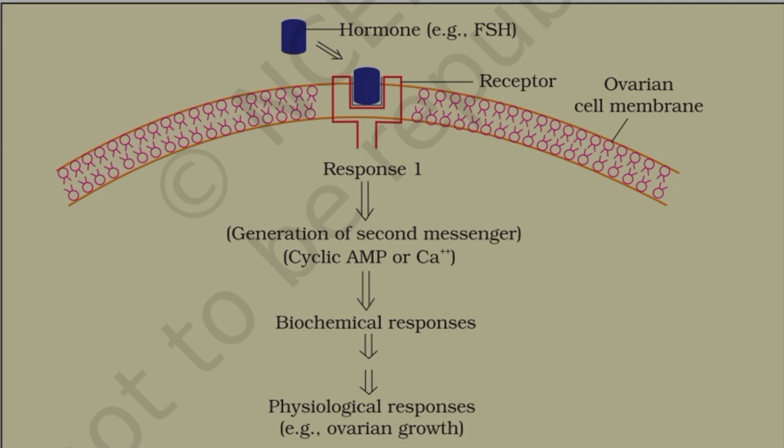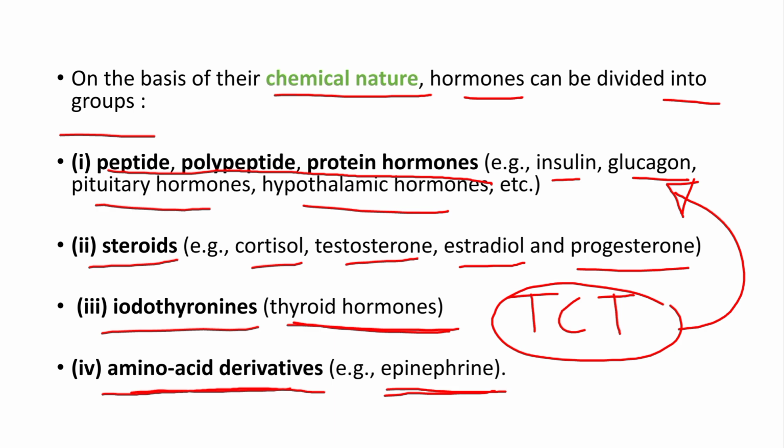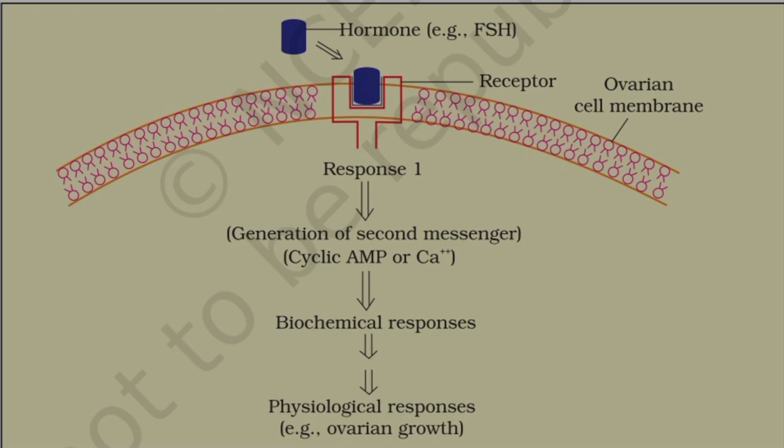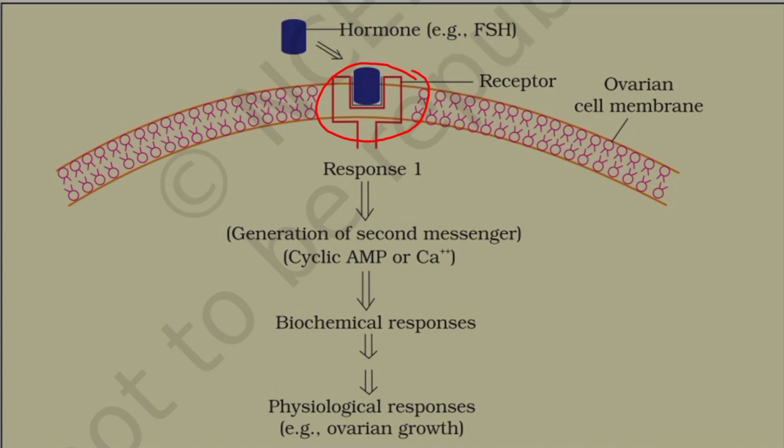So here they have shown how the hormone FSH, which is a pituitary hormone, binds to its membrane bound receptor on the ovarian cell membrane. Pituitary hormone is a protein hormone. There is formation of hormone receptor complex, because you can see the hormone is binding to the receptor.